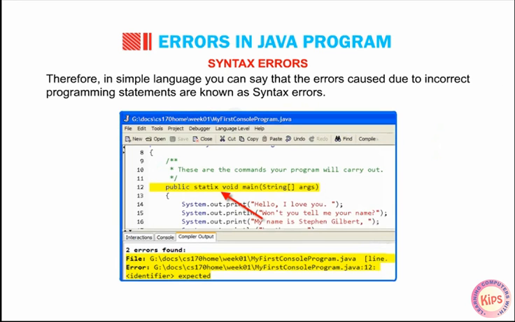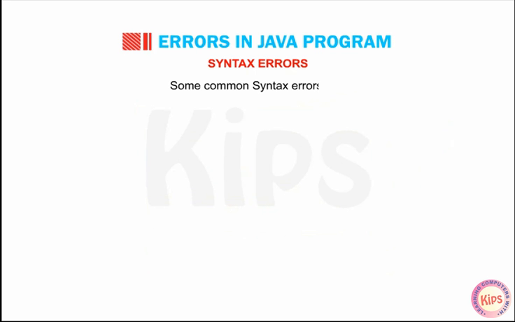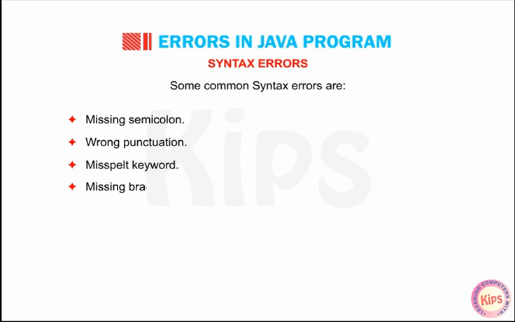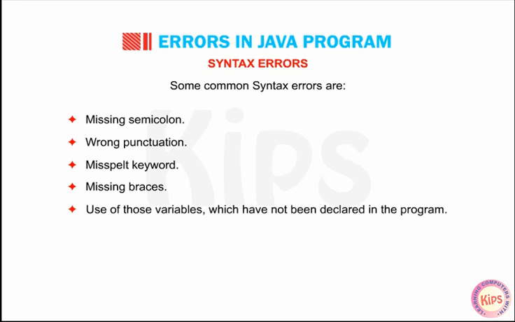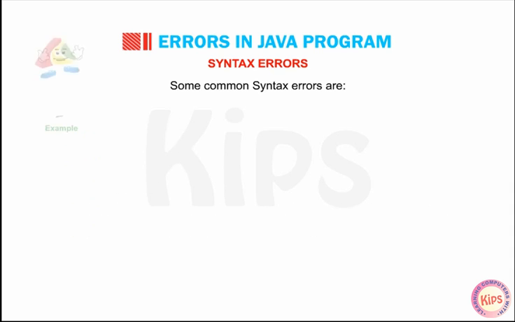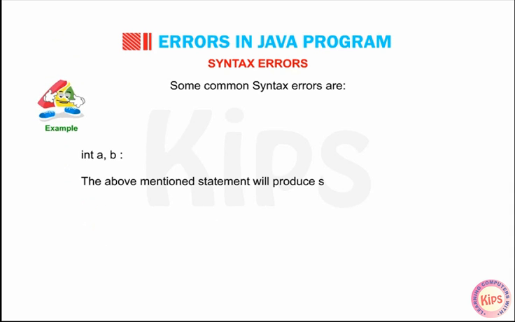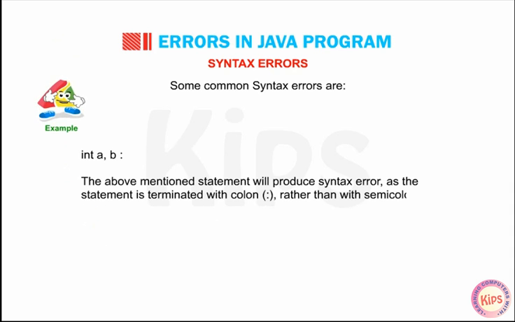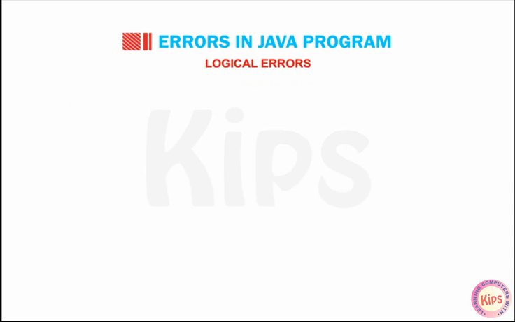syntax errors. Some common syntax errors are missing semicolon, wrong punctuation, misspelled keyword, missing braces, use of variables which have not been declared in the program, and using a variable without assigning any value to it. Let us understand this through an example. int a, b: The above-mentioned statement will produce a syntax error as the statement is terminated with a colon rather than with a semicolon.